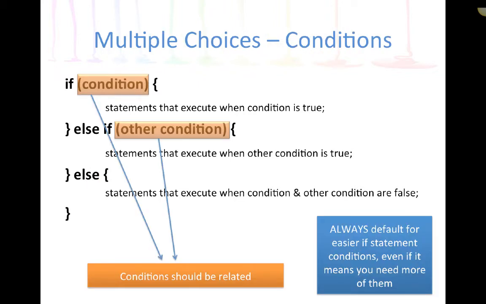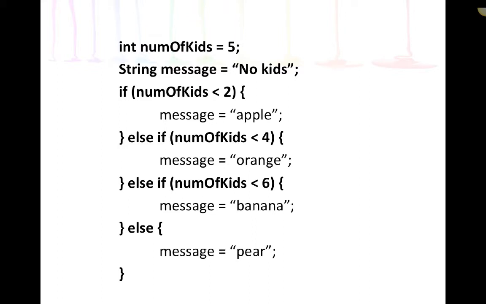Remember that whenever we use multiple conditions, we want to make sure that our conditions are related. So in this case, we would probably be checking the same variable and checking for a value in the same variable. Always opt for easier if conditions, even if that means more of them. So don't make them overly long or overly complex. You should be able to just read them as if you were speaking in day-to-day English.